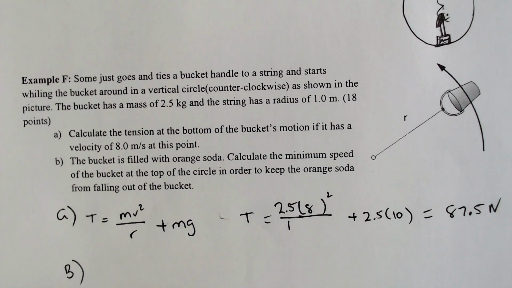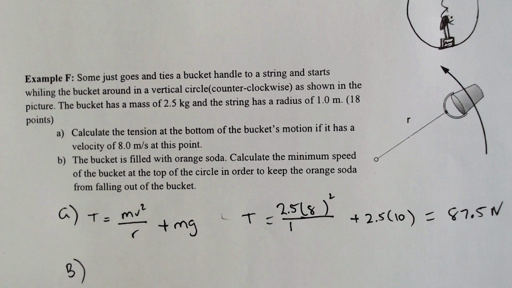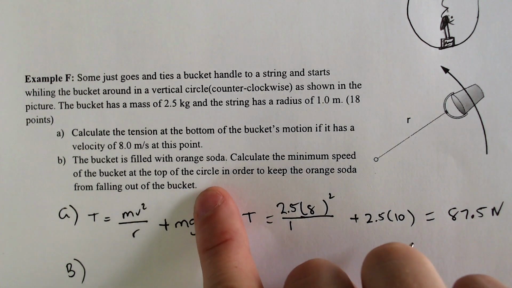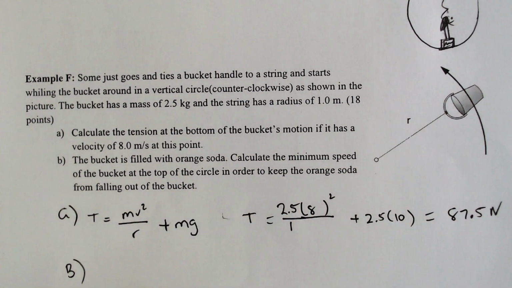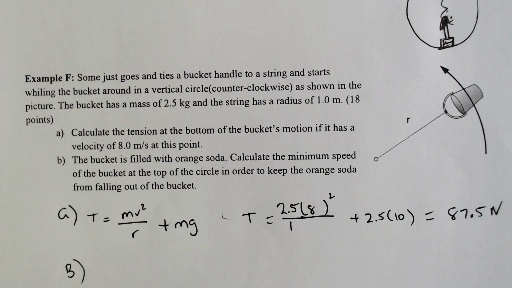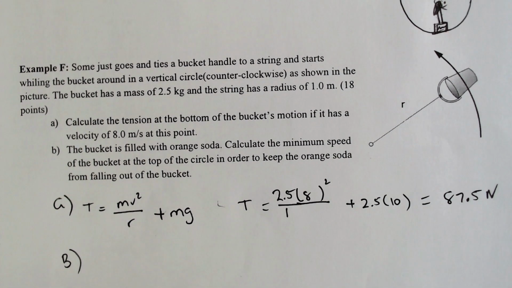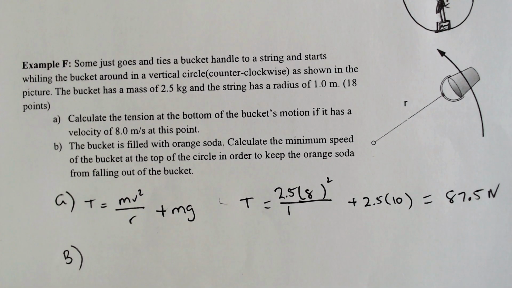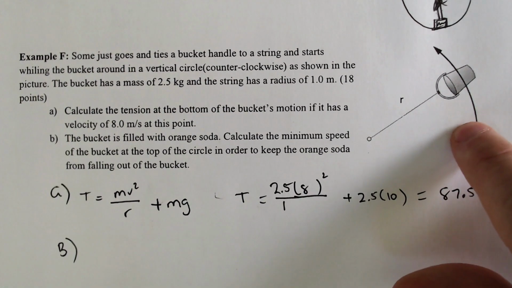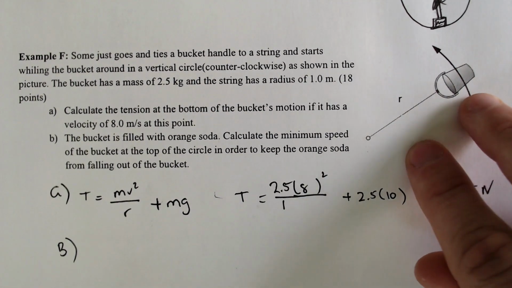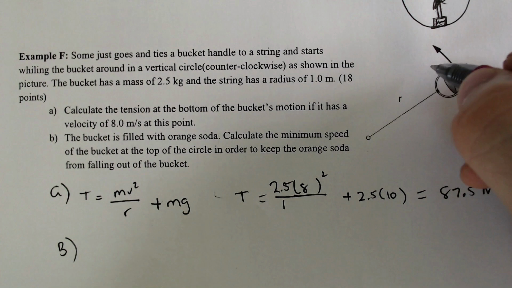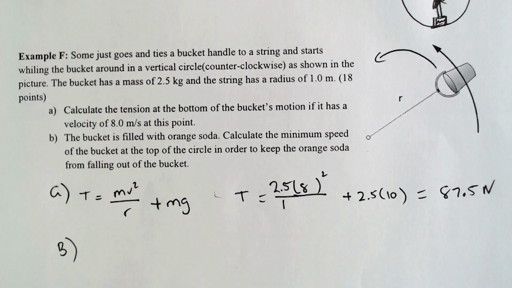The bucket is filled with orange soda. Calculate the minimum speed of the bucket at the top of the circle in order to keep the orange soda from falling out of the bucket. Well, in order to do that, we need to figure out exactly what would happen at the top to where it would perfectly not stop. As long as this keeps going, we are going to be fine.